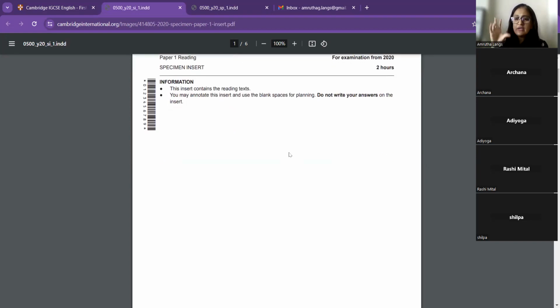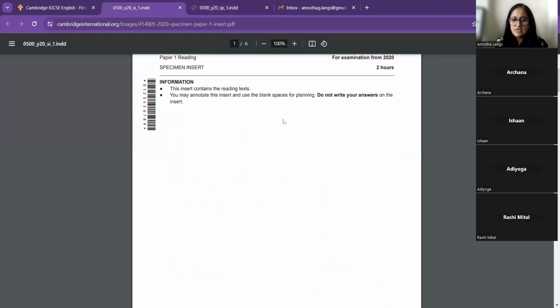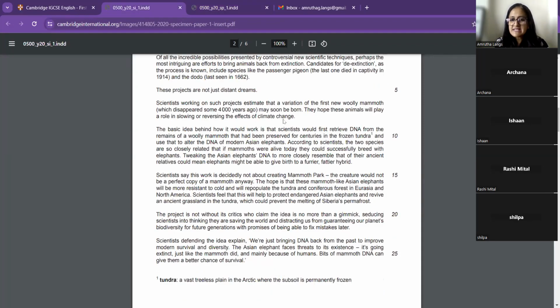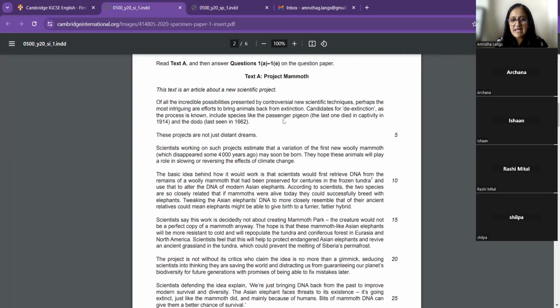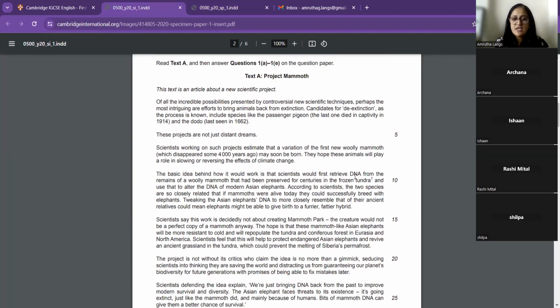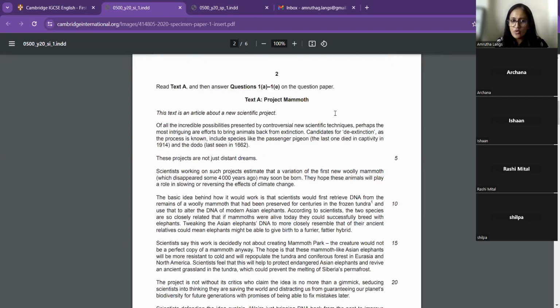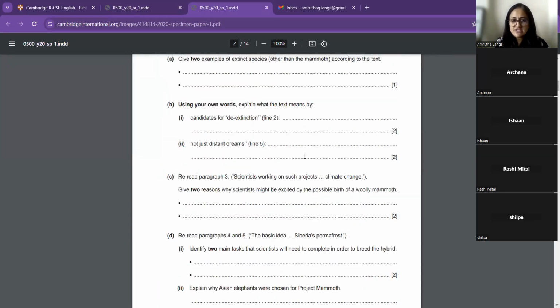Insert means what we used to have for comprehension, like a passage, and then we used to have questions, right? So they have comprehension passages on a separate paper, the insert, and the question papers are on a separate sheet given to the child. In the insert, the text itself is massive, with a lot of passages in there. So it's not a passage, it's a text. Your child will need to read and understand the whole text, then go to the question paper.